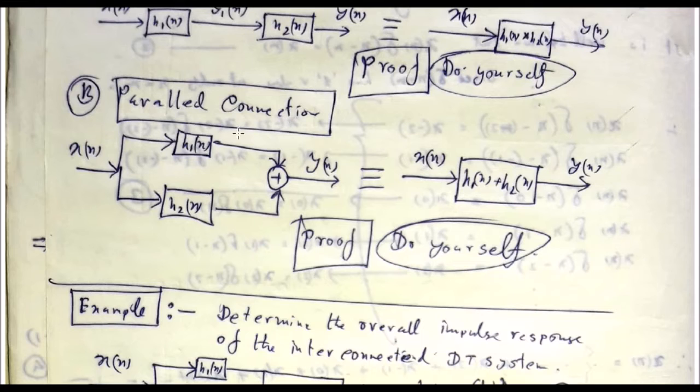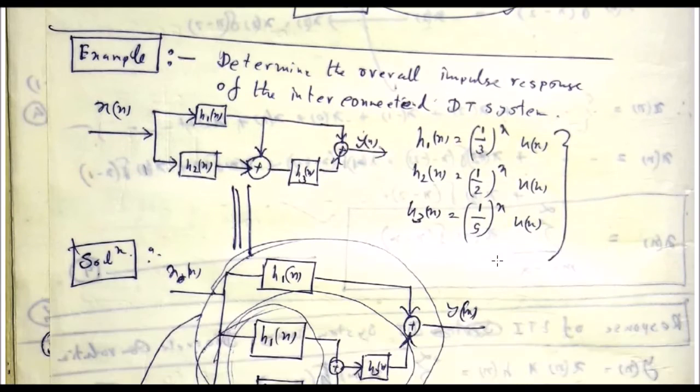Second, parallel connection. If the individual systems are connected in parallel via a summation block, then the overall system's impulse response will become the summation of the individual impulse responses, h1[n] and h2[n]. So if you connect them in parallel, the overall system will have the impulse response h1[n] plus h2[n]. Again, for the proof you have to go through the book of Nagoor Kani.